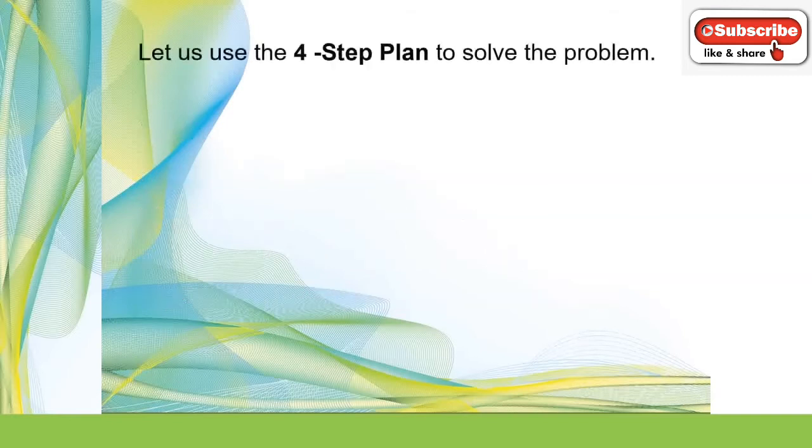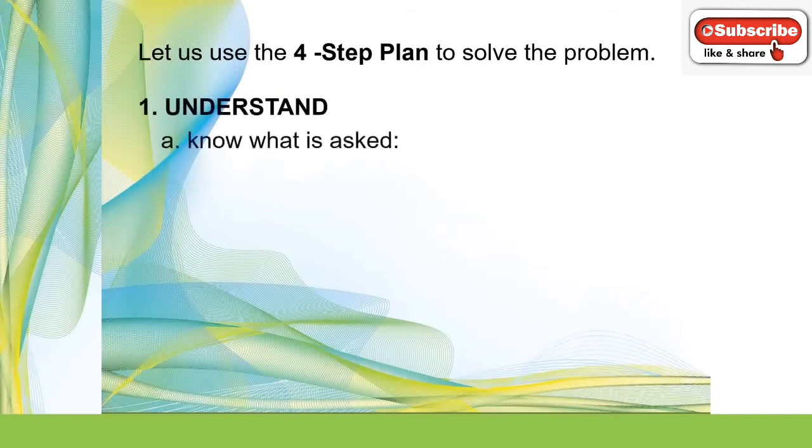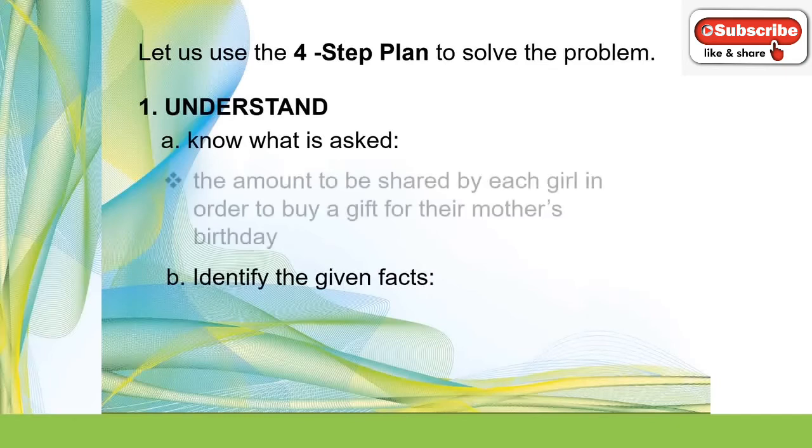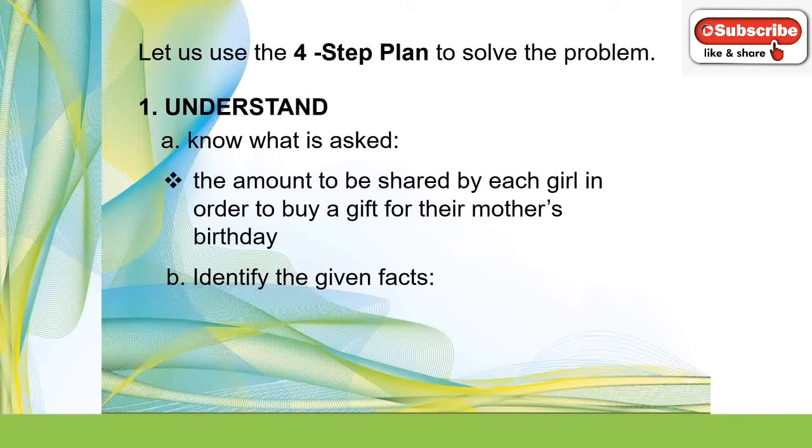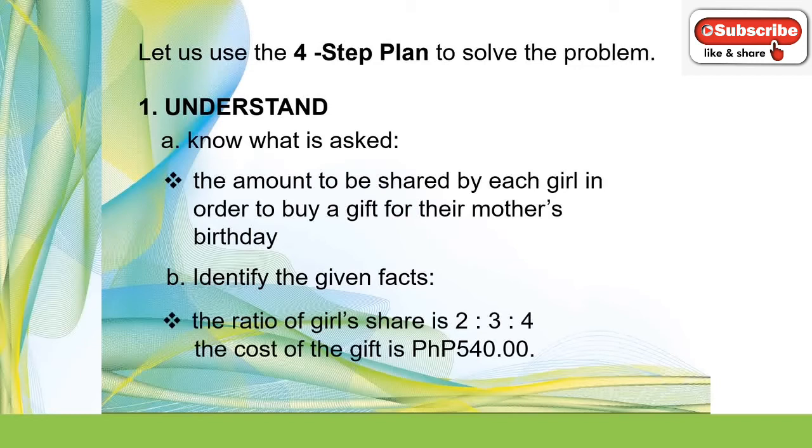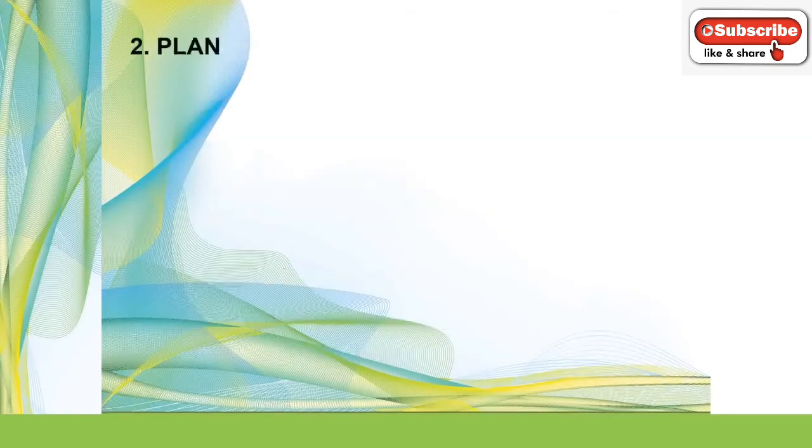Again, let us use the 4-step plan to solve the problem. So the first step is understand. To understand the problem, you need to identify what is asked in the problem and what are the given facts. Based on the problem that I presented, what is asked is the amount to be shared by each girl in order to buy a gift for their mother's birthday. And the given facts are the ratio of girls' share is 2:3:4 and the cost of the gift is 540 pesos. The next step is to make a plan.